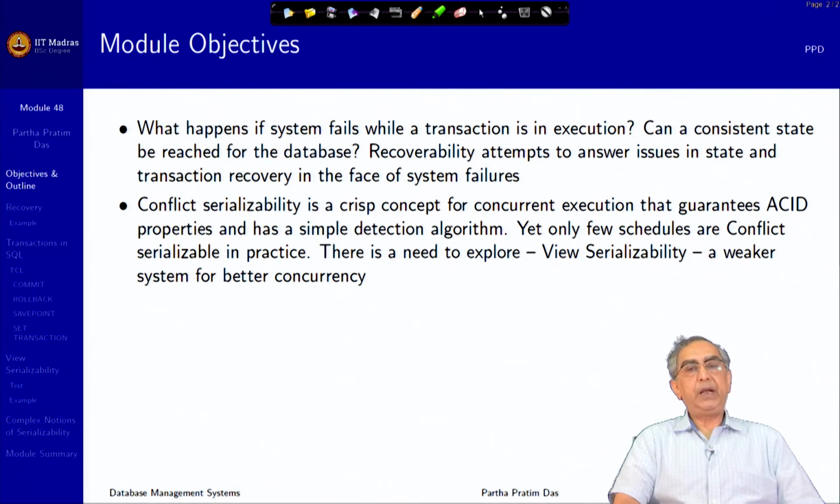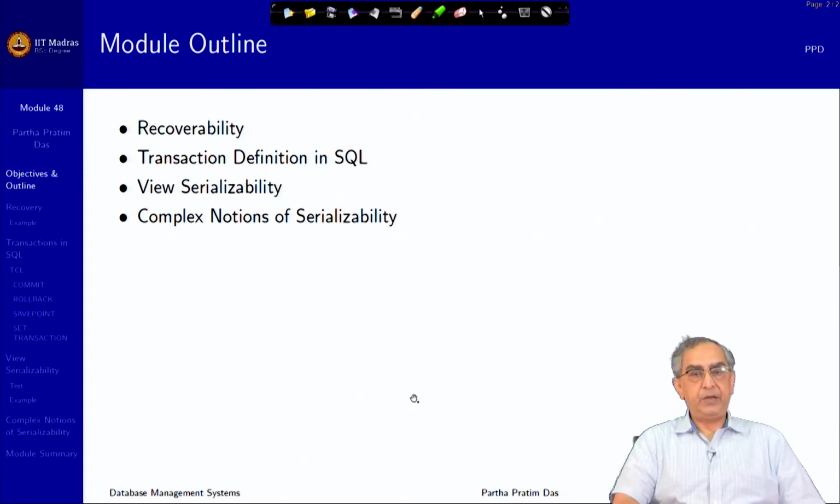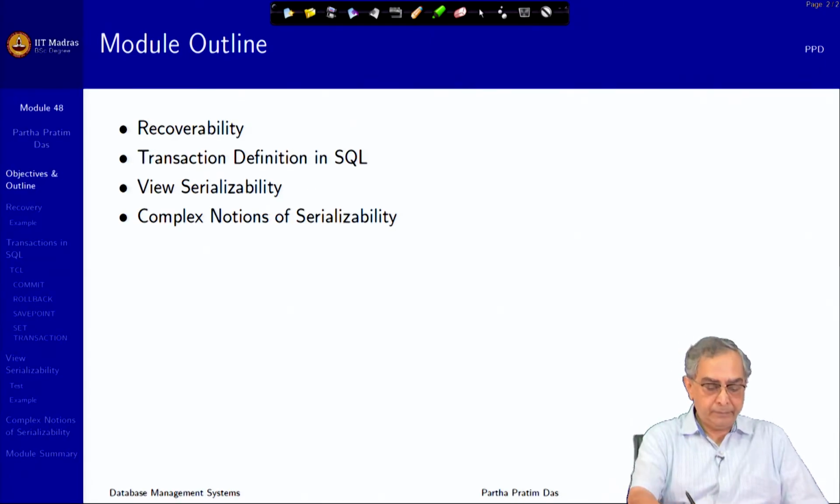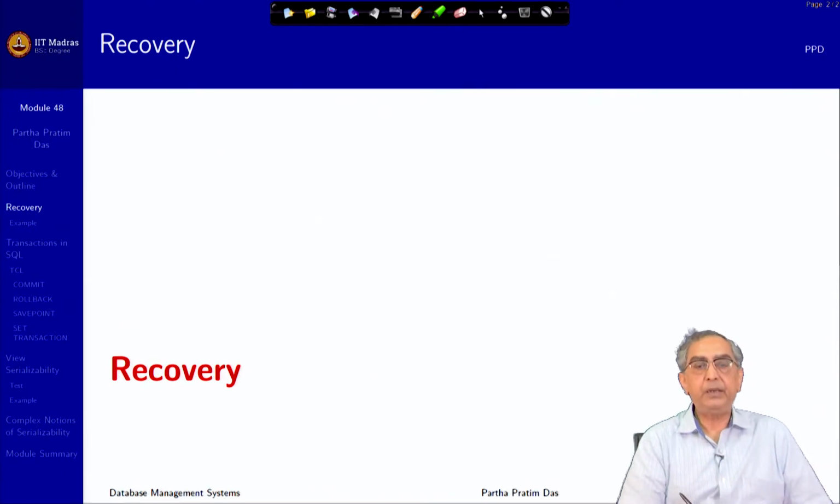And we will continue on serializability as well, talking about view serializability, which is a weaker form of serializability, which guarantees serializability of more schedules than what is guaranteed by conflict serializability. These are the primary topics we deal with. So, we start with recovery.